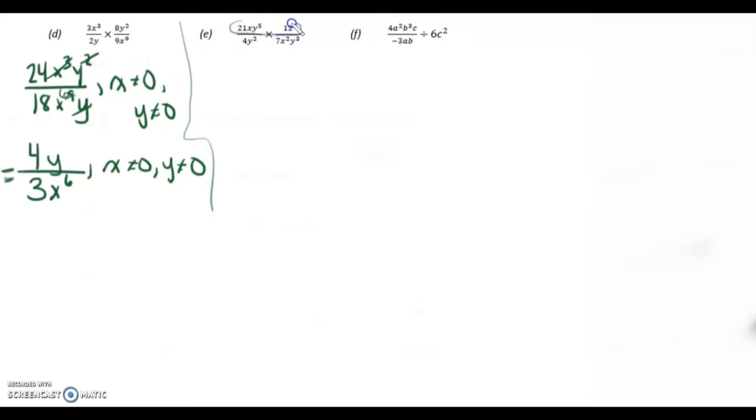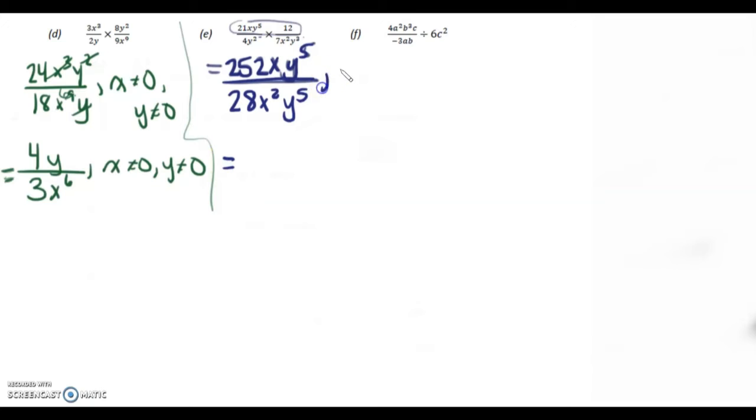Okay, so this time, same multiplication, 21 times 12, we get 252. Okay, and then we get x, y to the 5. And then we have 7 times 4, which gives us 28. And we have x squared, and we have y squared and y cubed, so we'll get y to the 5. Okay, so 252xy to the 5 over 28x squared y to the 5.